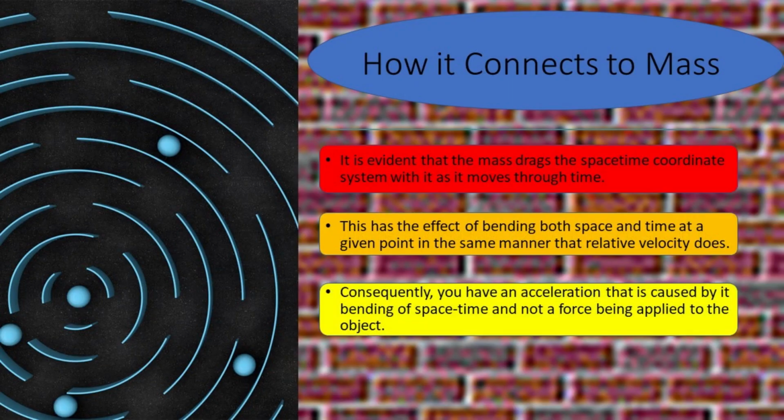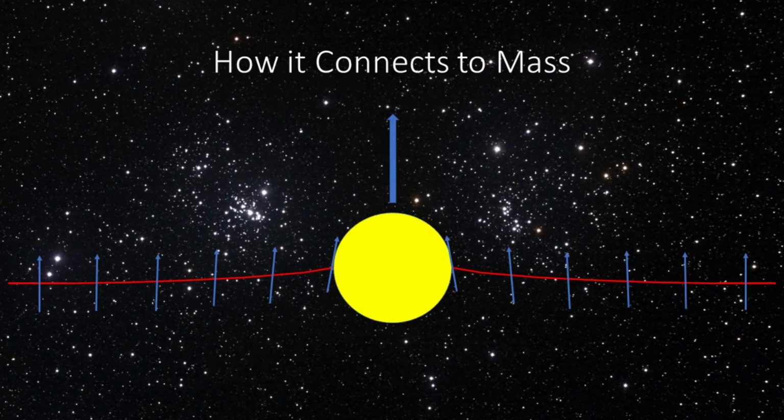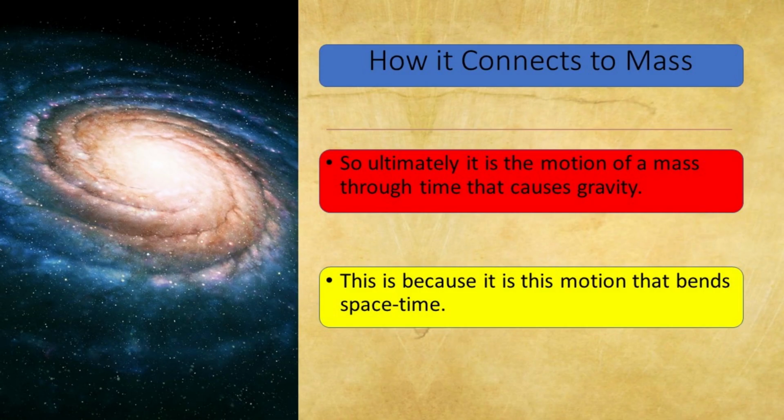It is evident that the mass drags the space-time coordinate system with it as it moves through time. This has the effect of bending both space and time at a given point in the same manner that relative velocity does. Consequently, you have an acceleration that is caused by it bending space-time and not a force being applied to the object. This shows how the mass of an object bends space-time, causing gravity. So ultimately, it is the motion of a mass through time that causes gravity. This is because it is this motion that bends space-time.